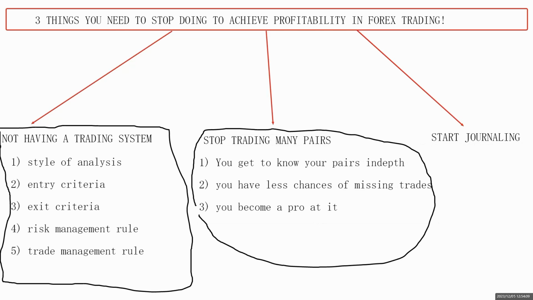Hard work is getting into the market every day without a trading system, trading all kinds of pairs, and not journaling, not keeping track of your trades. But productivity is coming into the market with a trading system, having your own number of pairs that you are looking into consistently, and having a good journaling system that can track your activity in the market so that you can know your weakness and strength and leverage on your strength. I hope this has helped somebody.